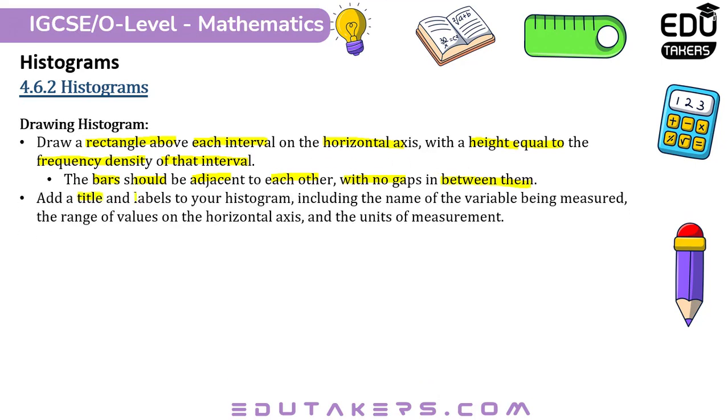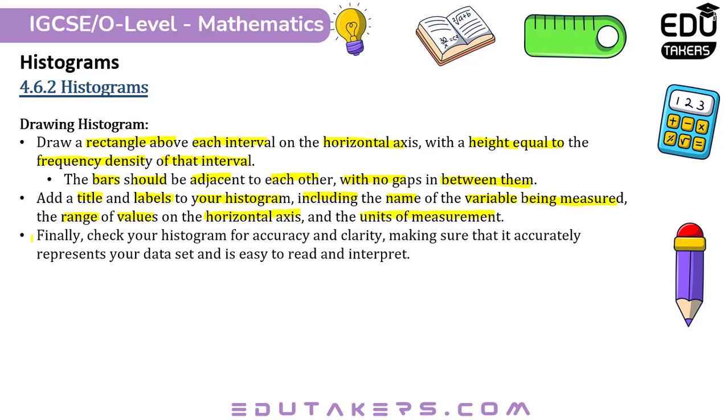Add a title and labels to your histogram, including the name of the variable being measured, the range of values on the horizontal axis, and the units of measurement. Finally, check your histogram for accuracy and clarity, making sure that it accurately represents your dataset and is easy to read and interpret.